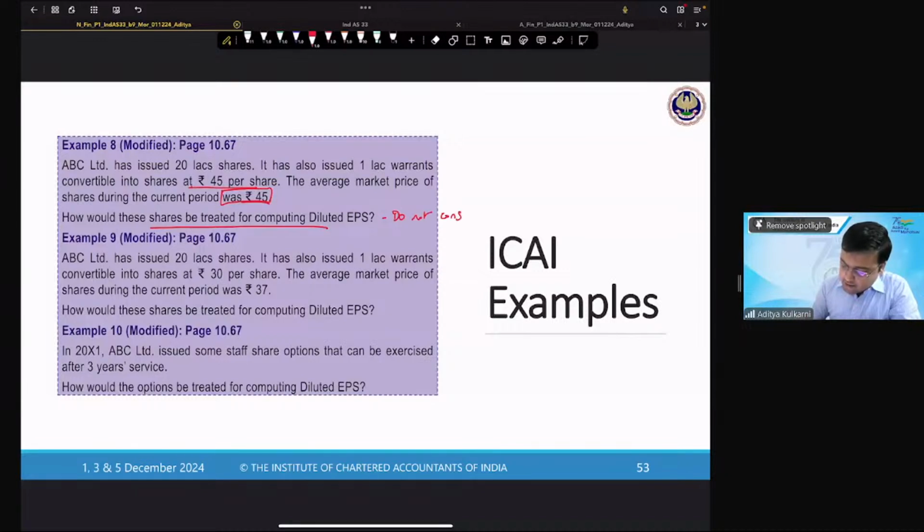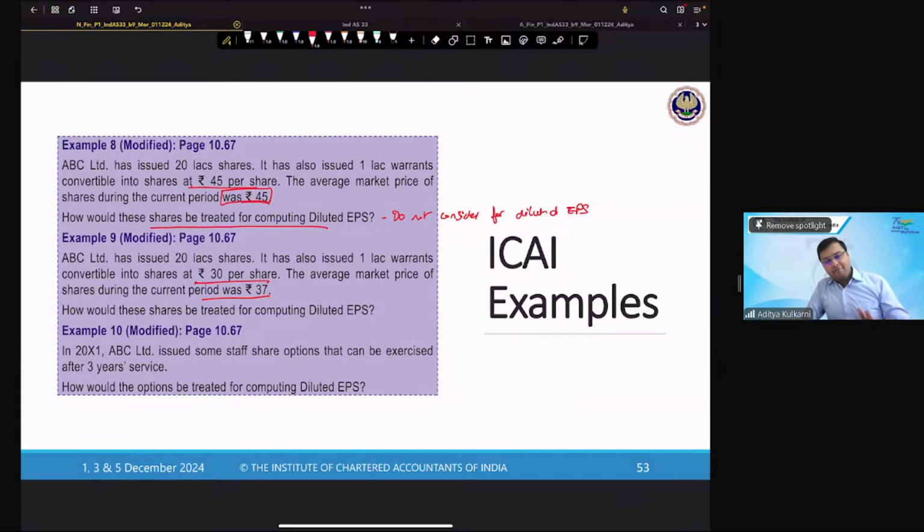Do not consider for diluted EPS. Okay. Now, ABC has issued 20 lakh shares, and issued 1 lakh warrants convertible into shares at rupees 30 per share. Average market price was rupees 37. So now, how would these shares be treated for computing diluted EPS? 7 rupees per share will be considered as the bonus element. ठीक है? तो 7 rupees per share आपका bonus element होगा.